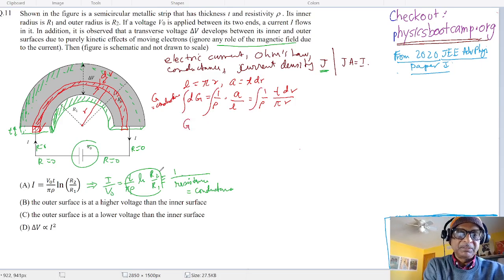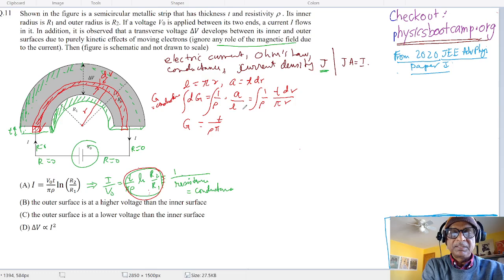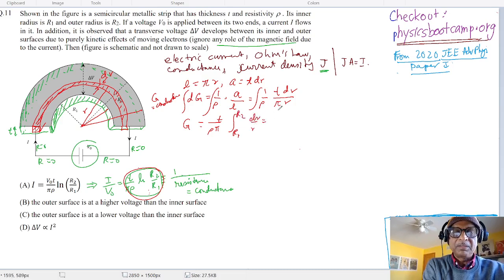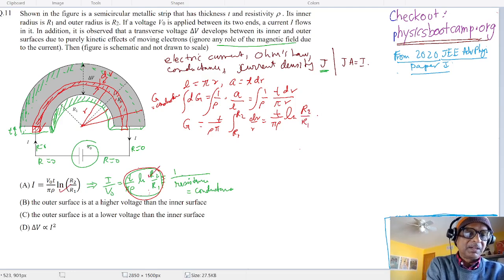Let's check whether that's the formula for G. This whole thing becomes T over rho pi, integral from R1 to R2 of dr over r, and this is T over pi rho log R2 over R1, and that is correct. So A is correct.